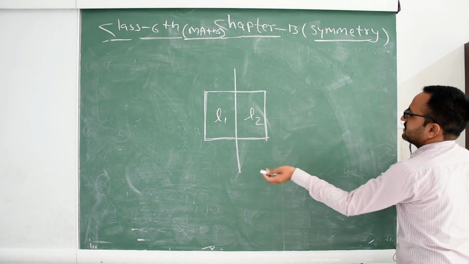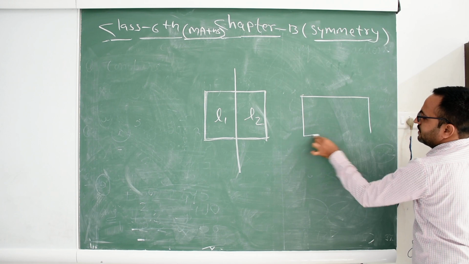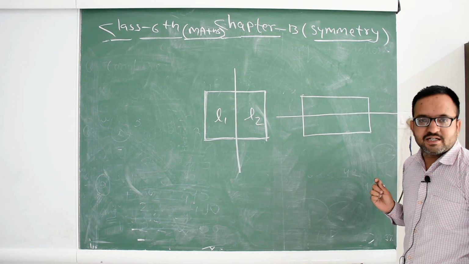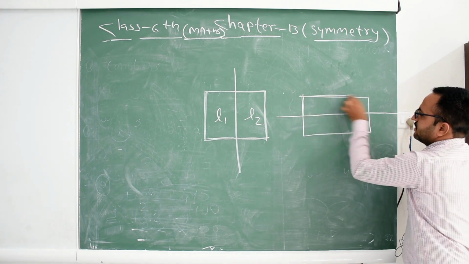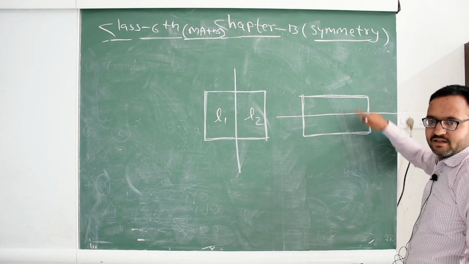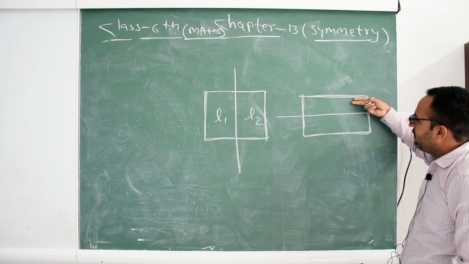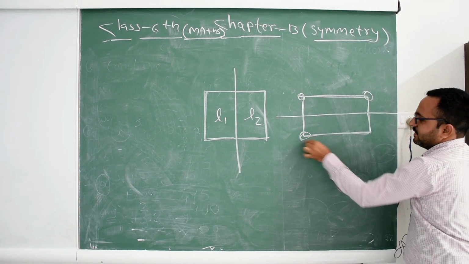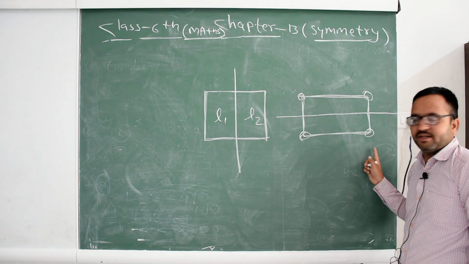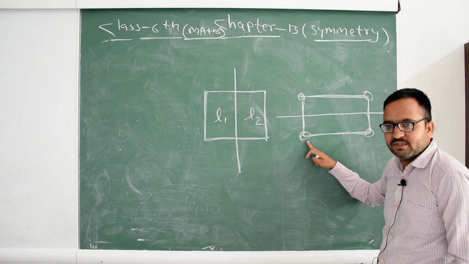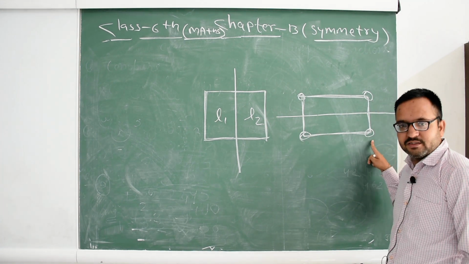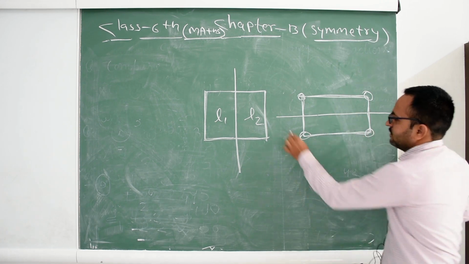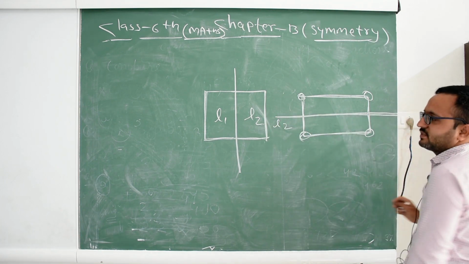We take another example. To discuss symmetry, we take a rectangle. If we draw a horizontal line, these two portions are both equal in shape. If we fold it, this point overlaps this point, and this point overlaps these points. Okay, if we fold it, this is called a line of symmetry.